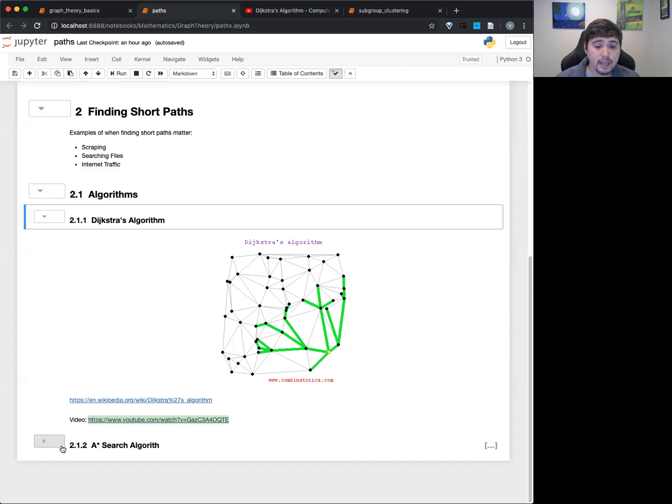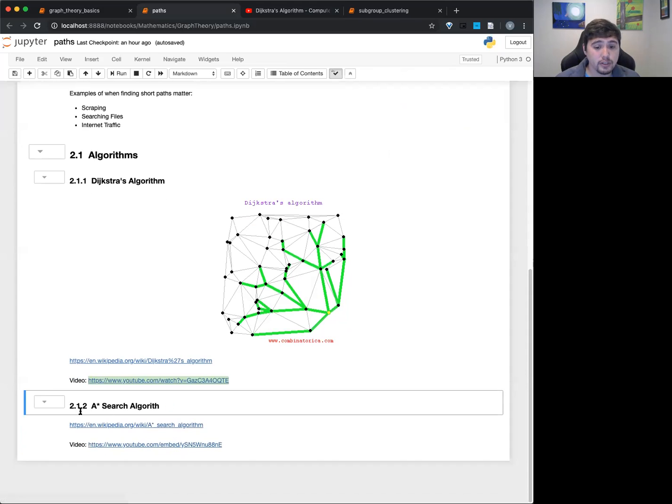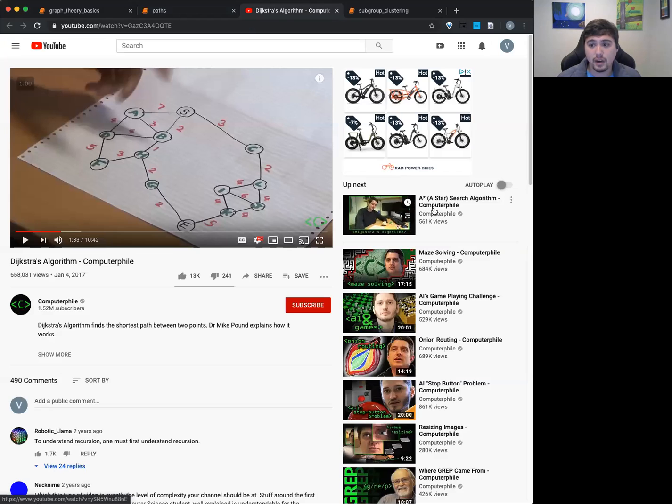An improvement to that is A star. You'll usually see it written with an asterisk like this, and it's usually read as A star. It's another search algorithm. It's a little bit of an improvement to Dijkstra's, but the disadvantage is that it has to store more information. So it's another interesting one. And again, they did a follow-up video. You can see it right here, the A star video about this algorithm. So I would definitely suggest watching this extra one and checking it out.